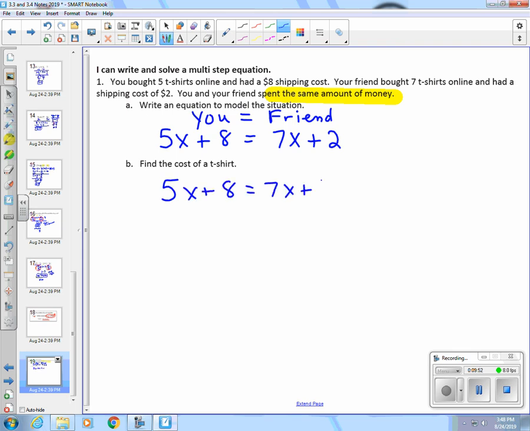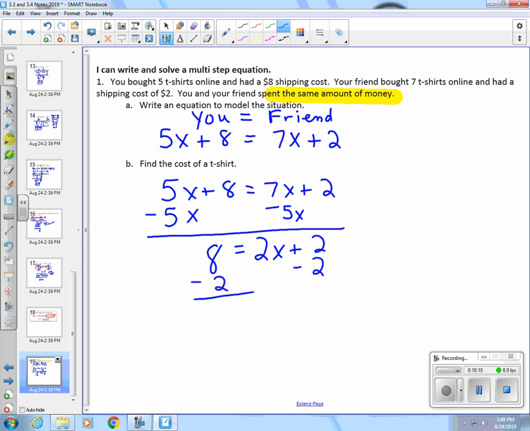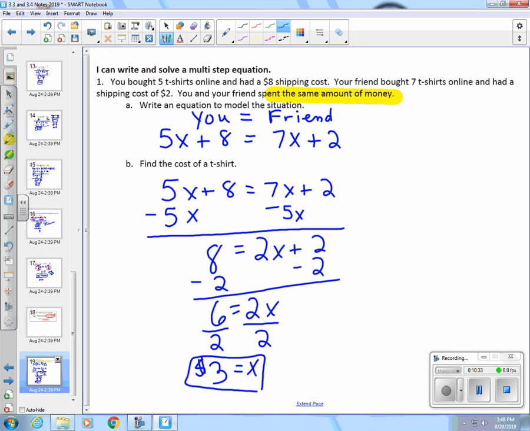So let's go ahead and subtract 7x on both sides. Or would it be better to subtract 5x? I think it would be better to subtract 5x. That way I have a positive x when I get done. We have 8 then equal to 2x plus 2. Subtract 2 on both sides and get 6 equal to 2x. When we divide by 2 on both sides, we find x is equal to 3. And x is the cost of the shirt. So we're going to say $3 for every shirt. And then we're done with our story problem.